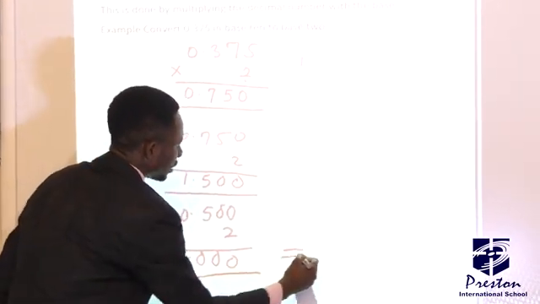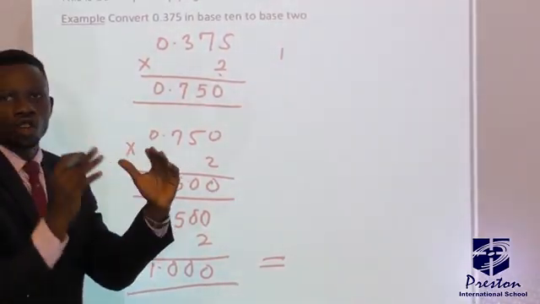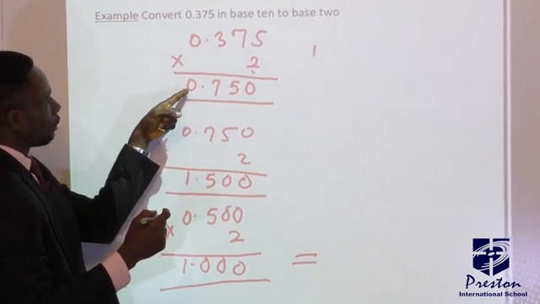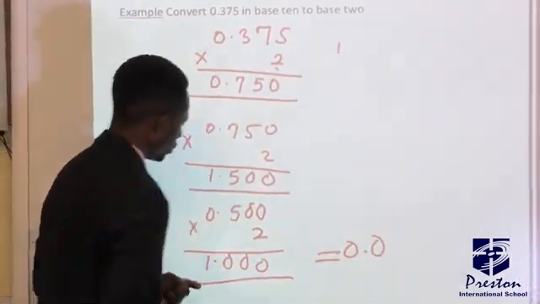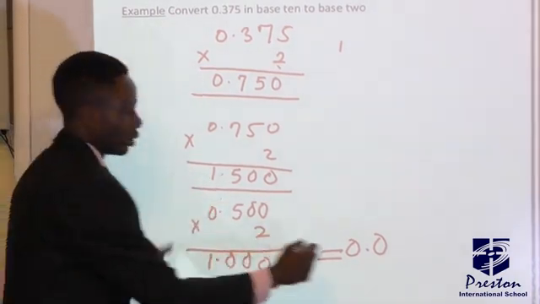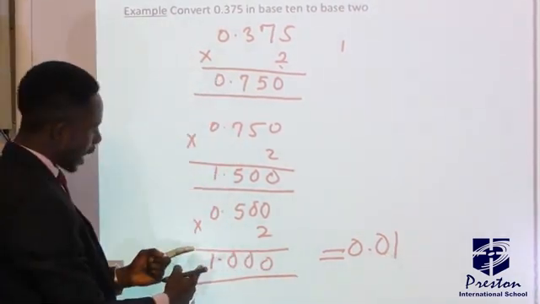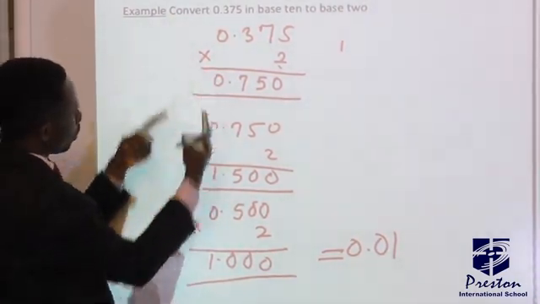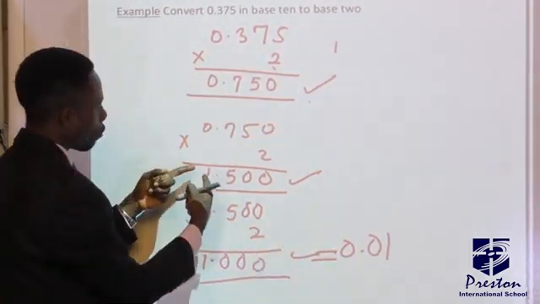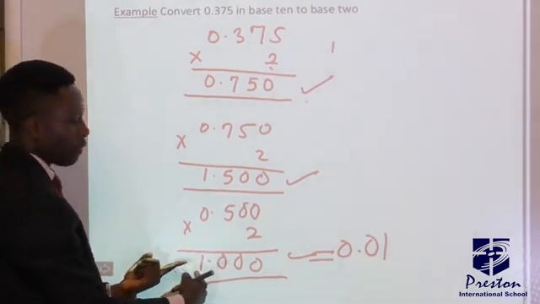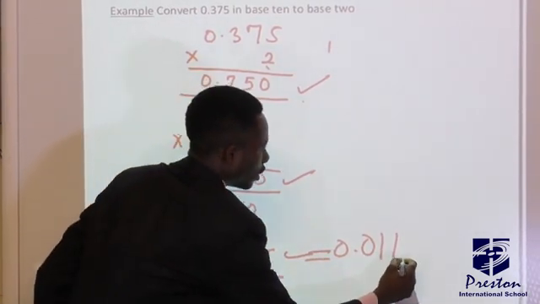So what is now our answer? Our answer now is a collection of the whole number. What are these whole numbers? The first whole number we have there is 0. So we will write this 0 here. The next whole number we have is 1. So we have this one, 1. The last, we have 1. This is what we are picking now. So we have this. So this is now in base 2.